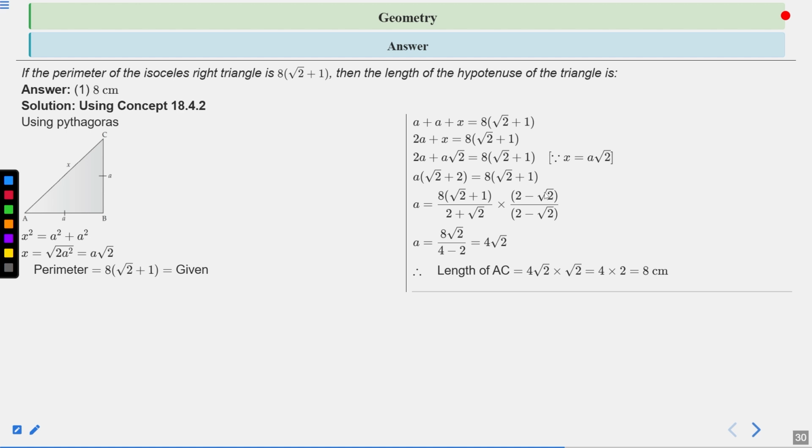Now we need to calculate the length of the hypotenuse, which is x, and we know that x is a root 2. So we just put the value. So 4 root 2 multiplying by root 2. So we get 4 into 2, which becomes 8 centimeter. So the first one is the correct answer of this question. Next one.